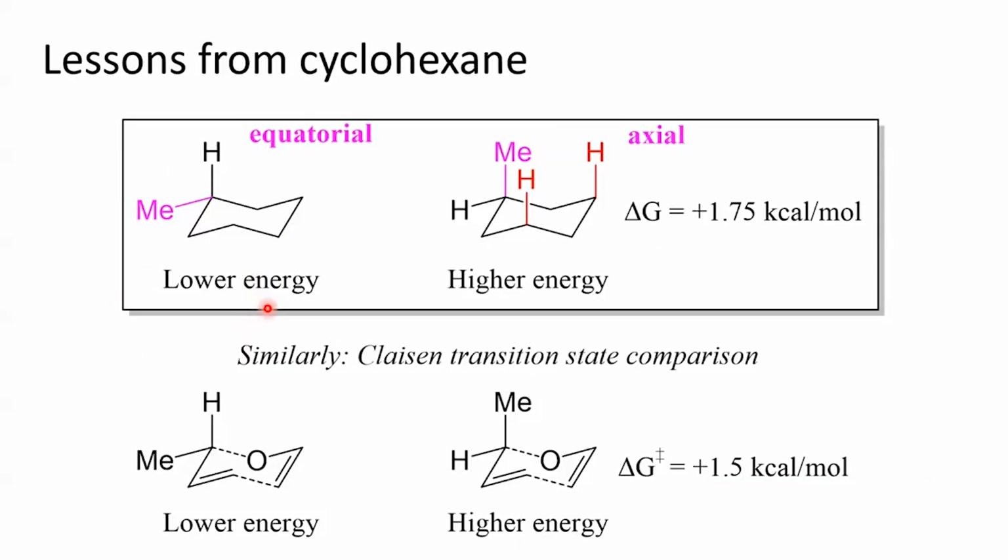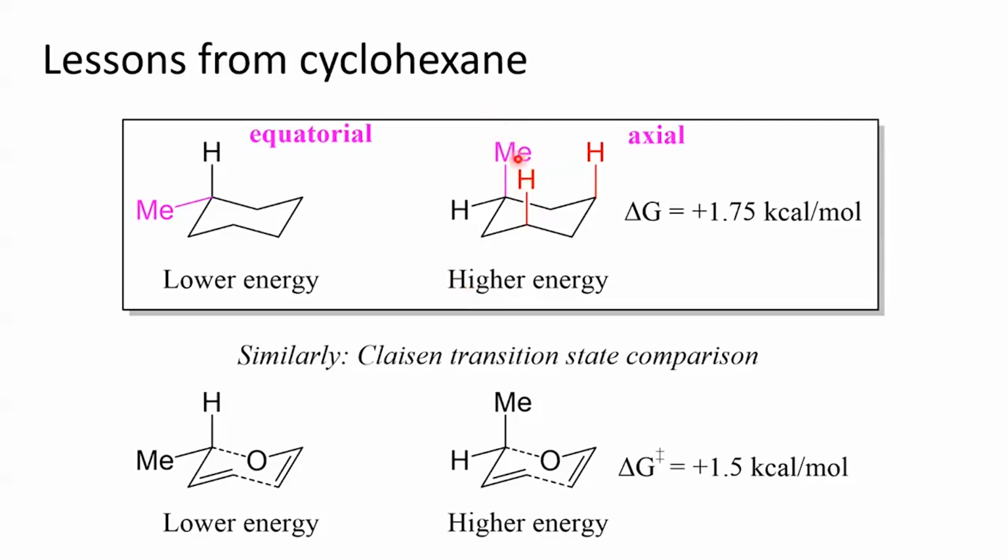So that was a situation where there was stereochemistry away from the Claisen transition state. What if there's stereochemistry within the Claisen transition state? For this, we can learn some lessons from cyclohexane. Here we have cyclohexane in a chair conformation. We have a single methyl group positioned in the equatorial position, and we can see that it is lower in energy than when the methyl group is in the axial position.